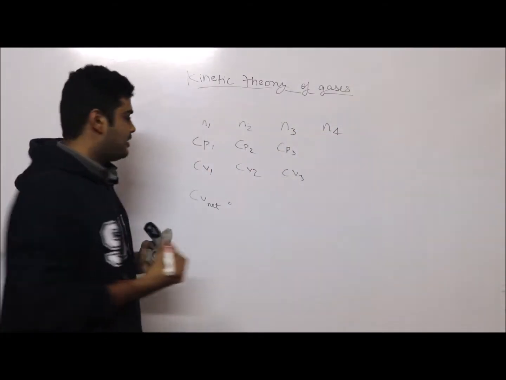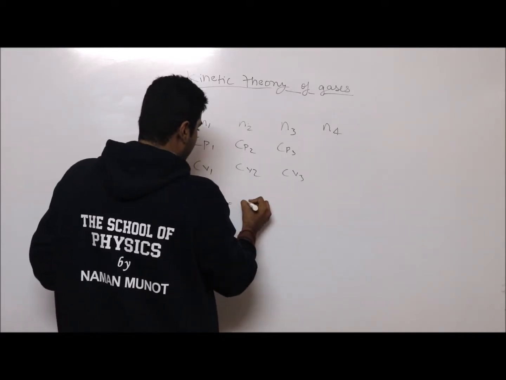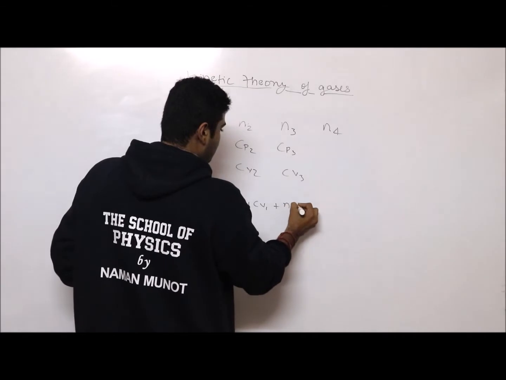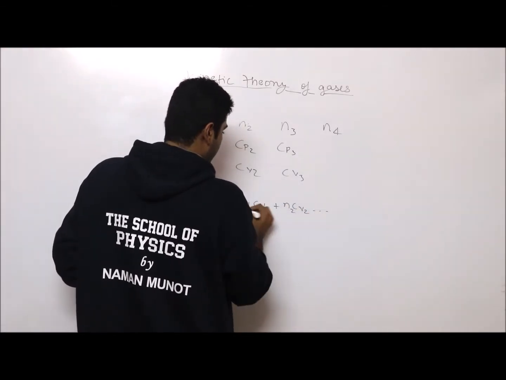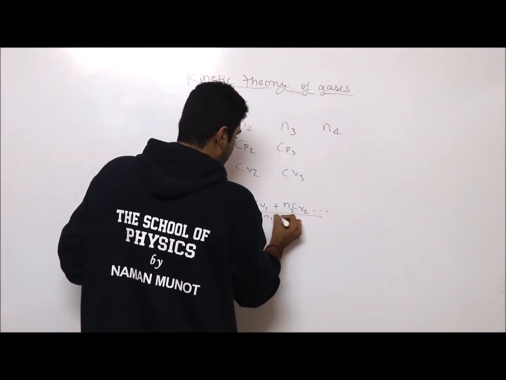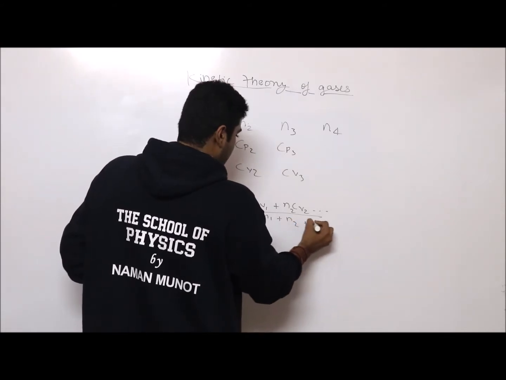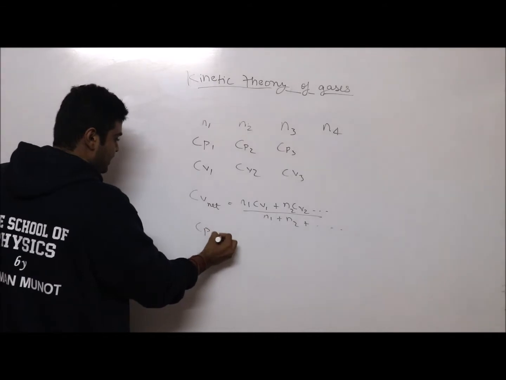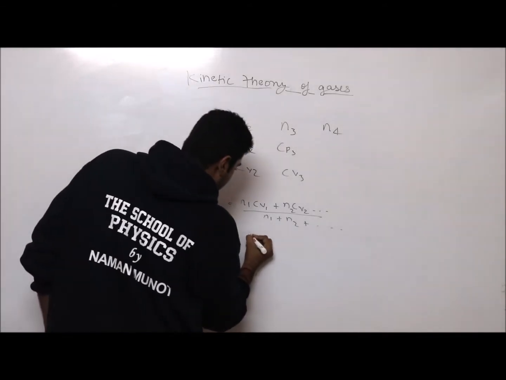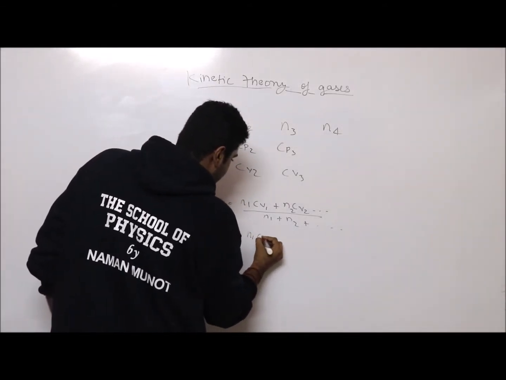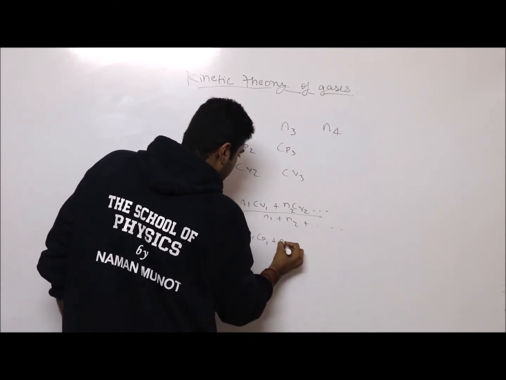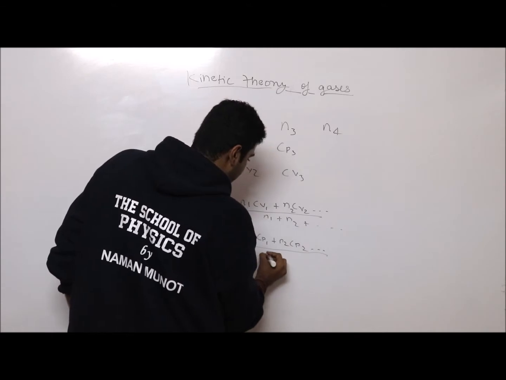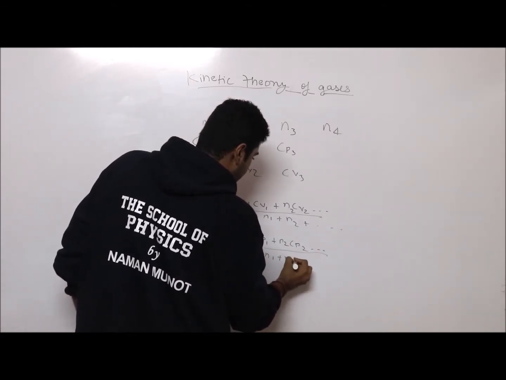So the Cv net will be equal to N1 Cv1 plus N2 Cv2 and so on, upon N1 plus N2 plus N3 and so on. Similarly, for Cp, we have Cp net is equal to N1 Cp1 plus N2 Cp2 and so on, upon N1 plus N2 plus N3 and so on.